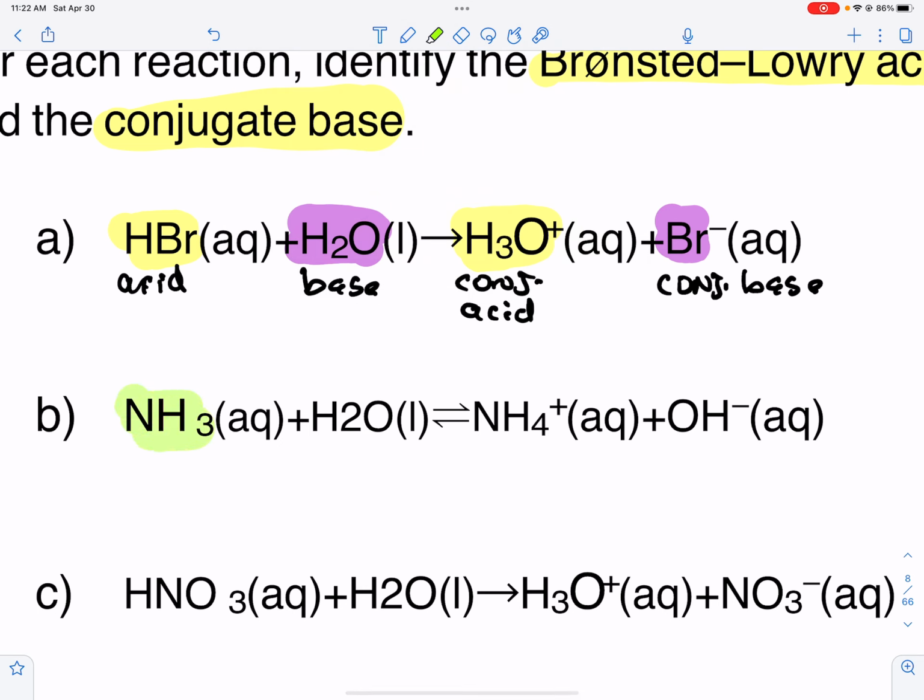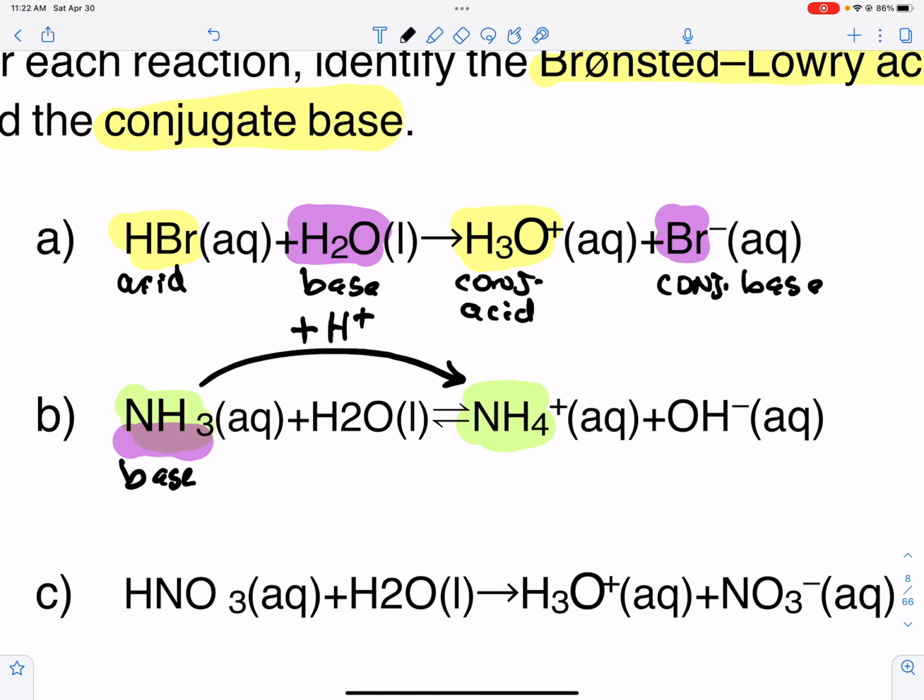The NH3 is becoming NH4. So that means it's gaining a proton. So therefore, this has to be my base because it's gaining a proton.